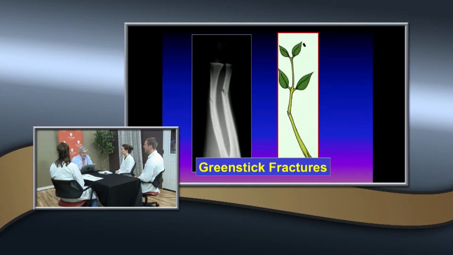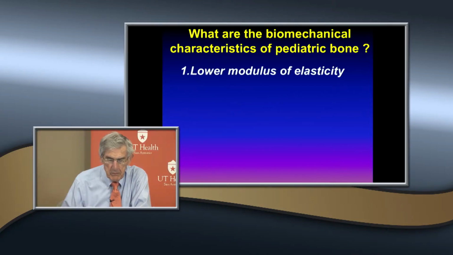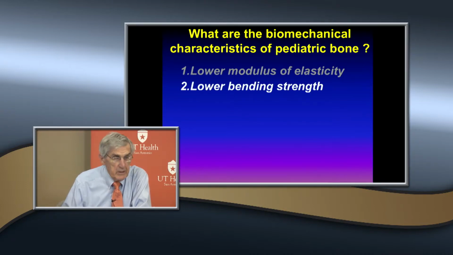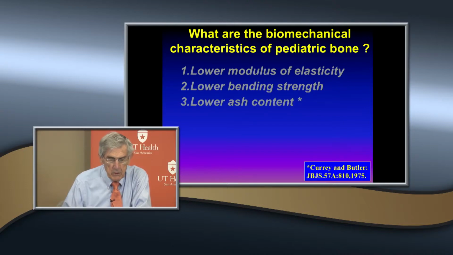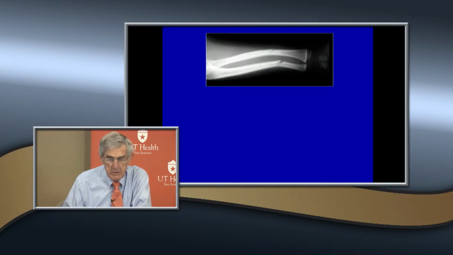Now, the green stick fractures, the biomechanical characteristics of pediatric bone: it has a lower modulus of elasticity, a lower bending strength, it's easier to bend. It has lower ash content, doesn't have as much mineral, osseous tissue applied. And this is a study a long time ago by Currey and Butler. Because of these differences, the failure of pediatric bone differs from that in adults.